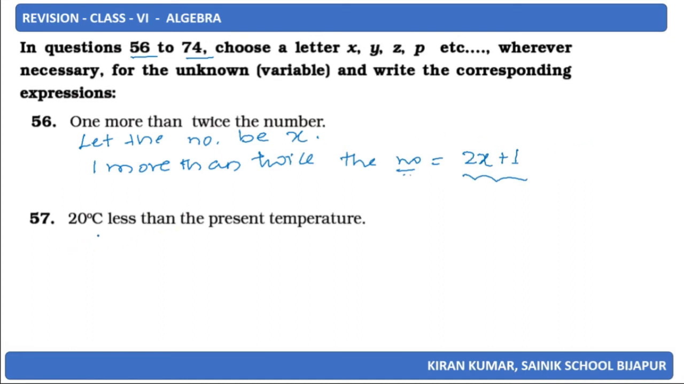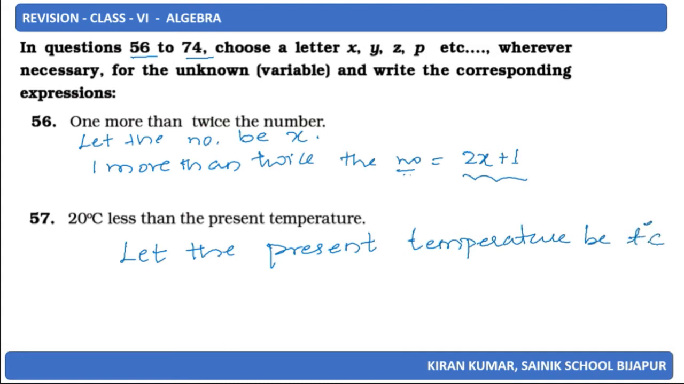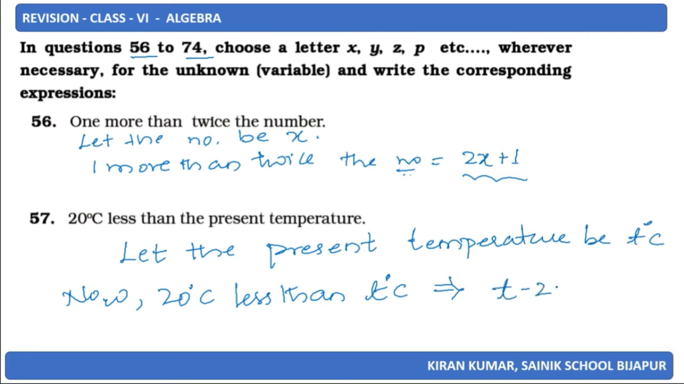57th, 20 degrees Celsius less than the present temperature. Let me consider the present temperature as T degrees Celsius. Now 20 degrees Celsius less than T degrees Celsius will be T minus 20 degrees Celsius.